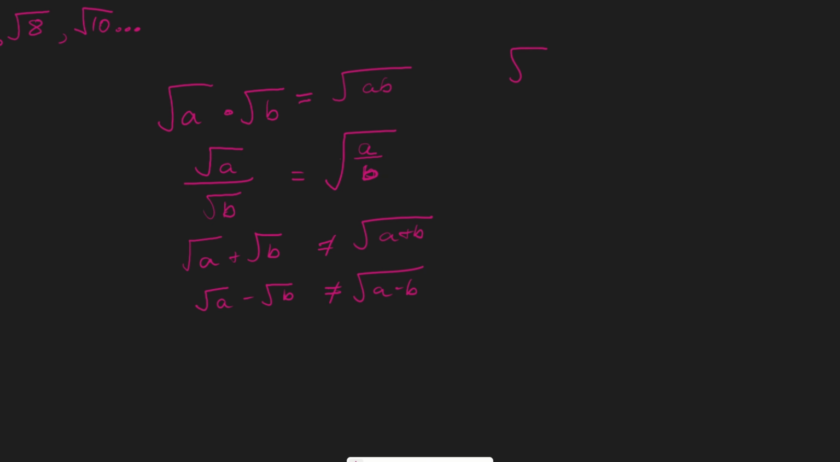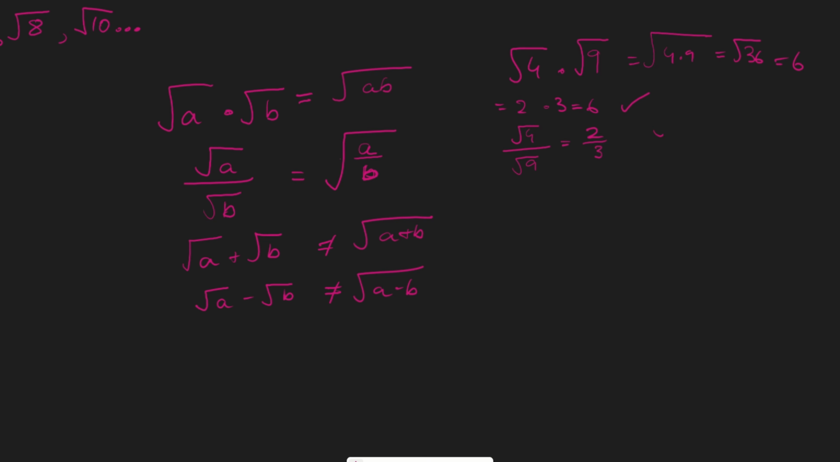Let's take root 4 times root 9, right? So root 4 times root 9, following this rule, we can write it as root of 4 times 9, which is 36, which is 6. And doing it individually, we get 2 times 3, which is also 6. So that checks out.